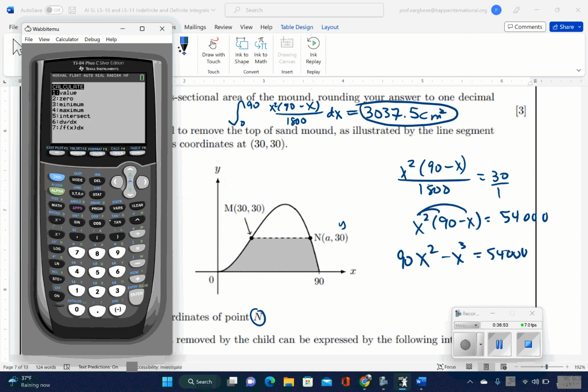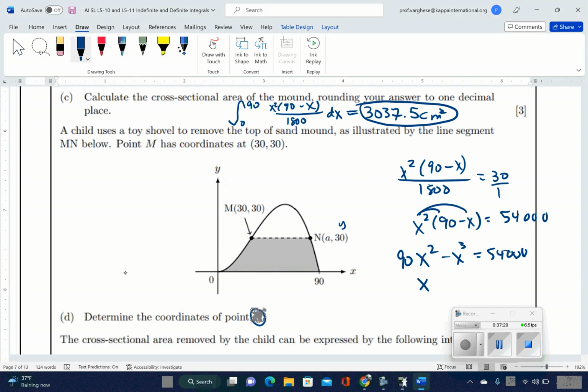So I already know that this here, x is equal to 30. So I'm going to hit second trace again, option number 5, and I want to find this point right here. I want to find out what that second point is. So let's go to the right, keep going until I see where it crosses. There we go. Somewhere right around there. So I'm going to hit enter, enter, enter, and that is the point that I'm looking for. So it looks like x is about 82. So x here is about 82.